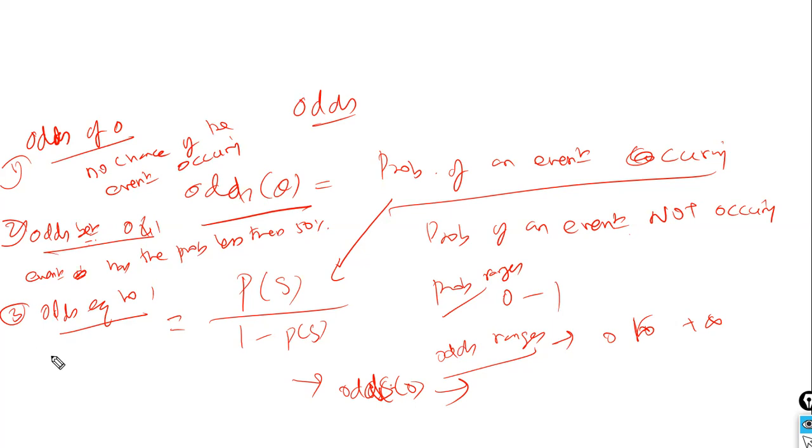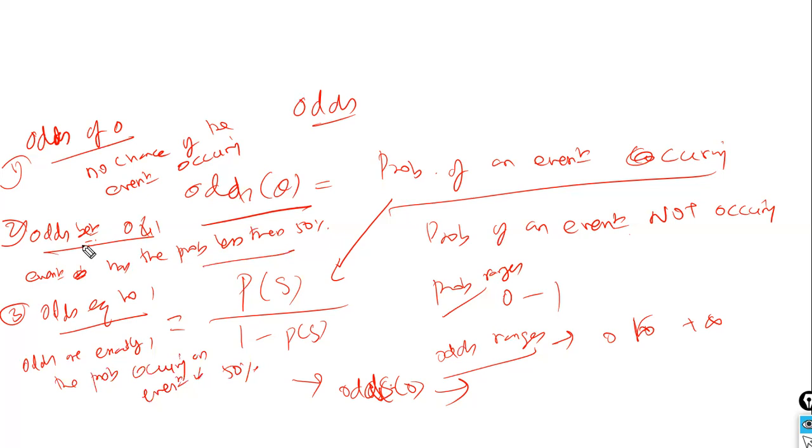When the odds are exactly 1, what does it say? The odds are equal to 1, right? So even in this case, the probability of an event occurring is 50%, correct?